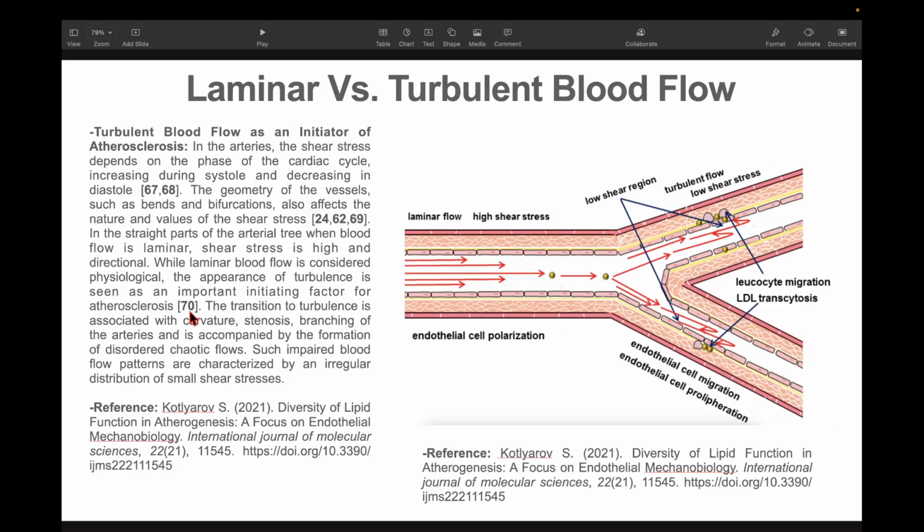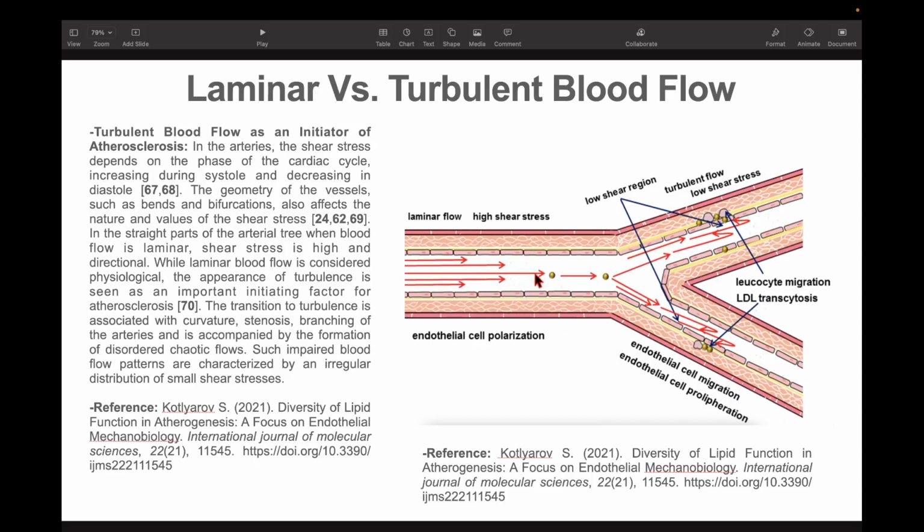The transition to turbulence is associated with curvature, stenosis, branching of the arteries, and is accompanied by the formation of disordered chaotic flows. Such impaired blood flow patterns are characterized by an irregular distribution of small shear stresses. So what we're going to see in this next picture, specifically what's going on with the endothelial cells, is you have two different types of blood flow.